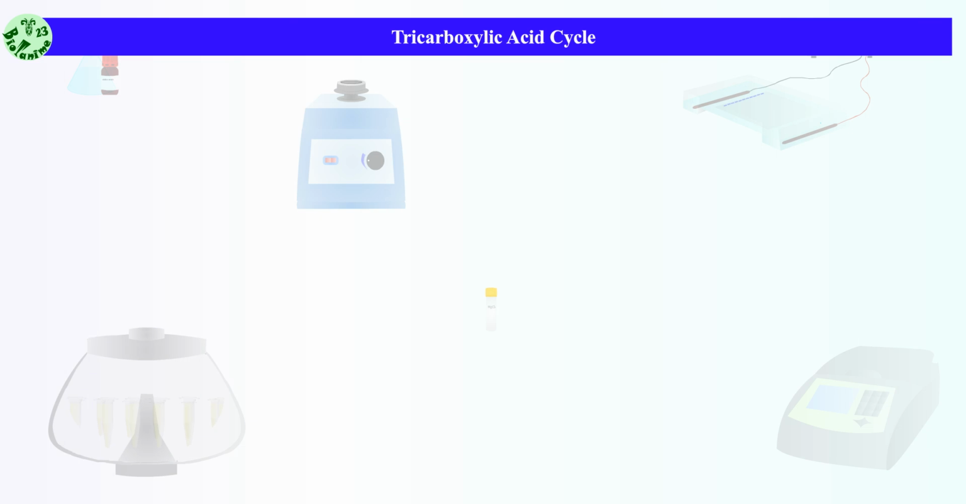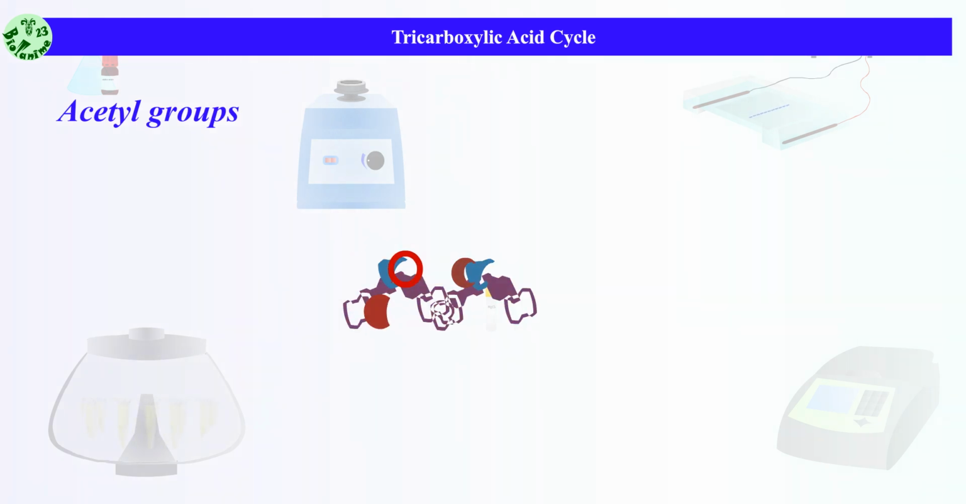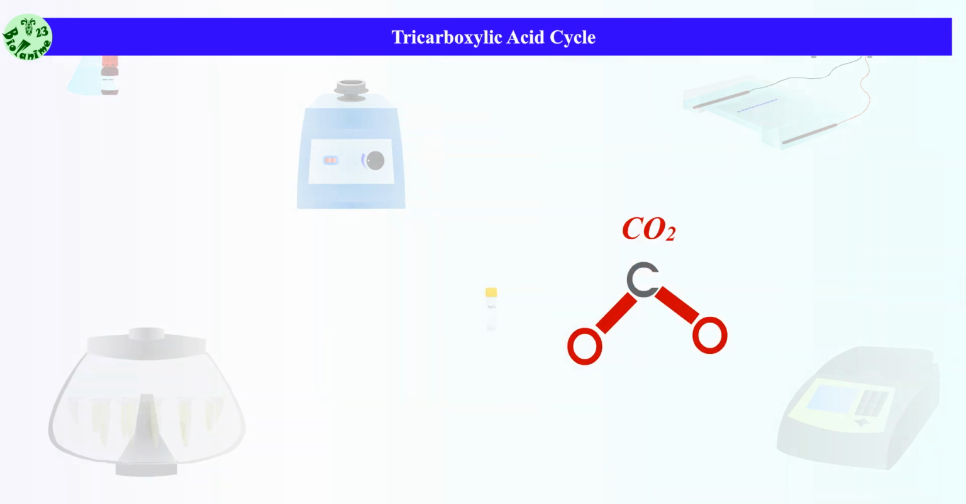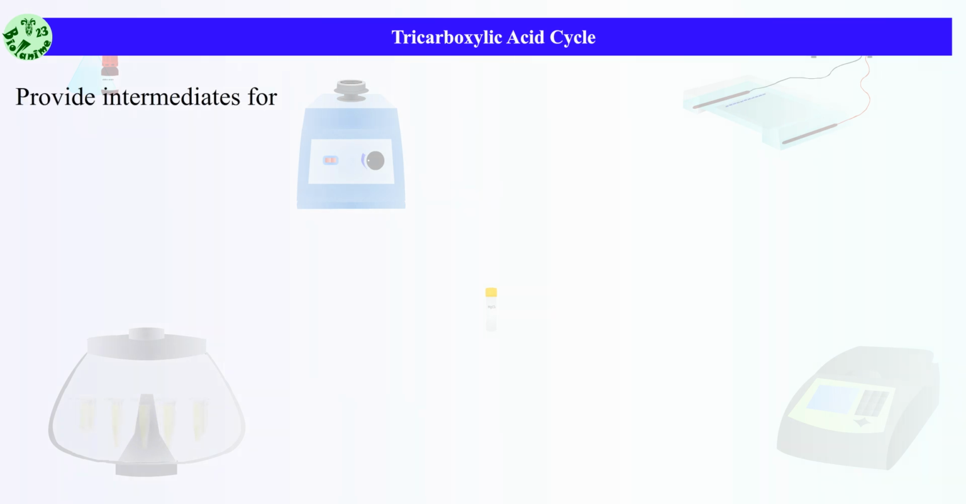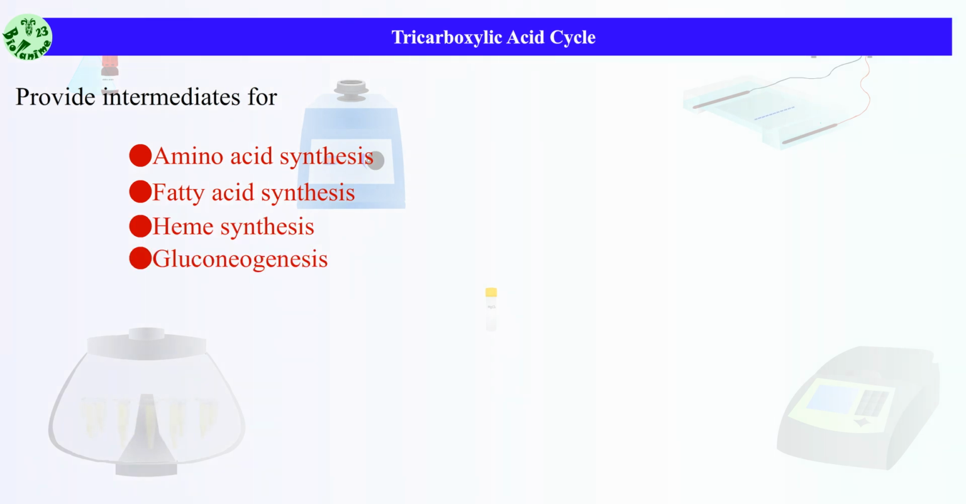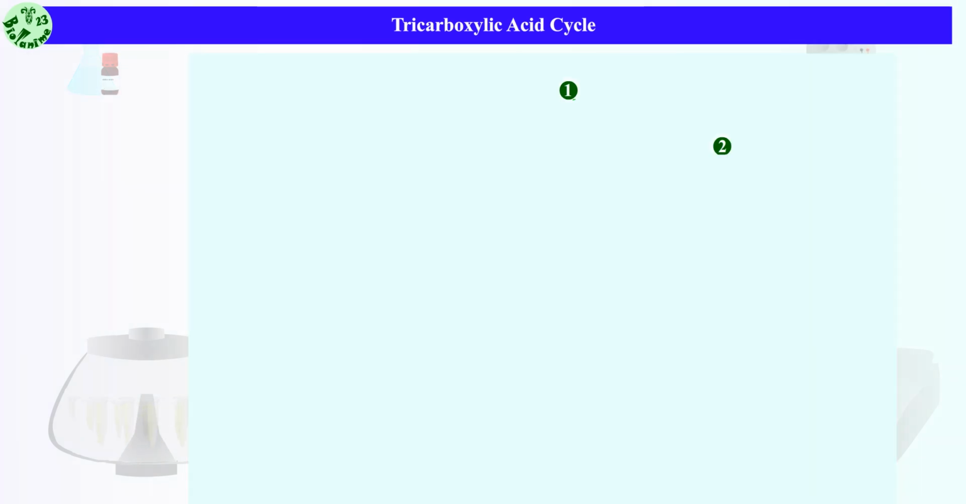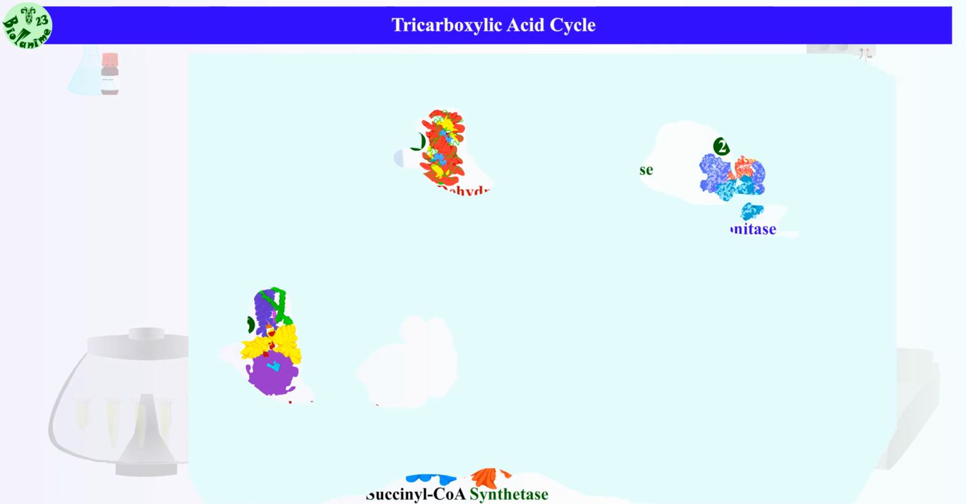During the TCA cycle, acetyl groups are completely converted into carbon dioxide and reducing equivalents, as well as providing intermediates for amino acid synthesis, fatty acid synthesis, heme synthesis, and gluconeogenesis. Thus, the cycle is amphibolic since it gives rise to both catabolic and anabolic compounds. We'll see it in a later part of the video. The cycle consists of 8 enzymatic reactions.